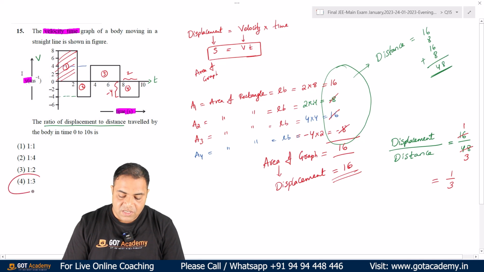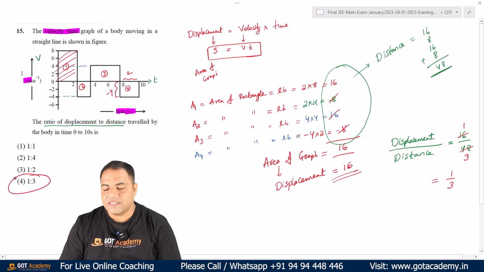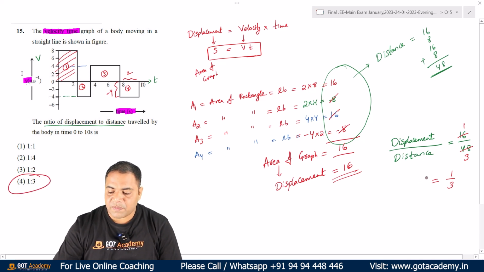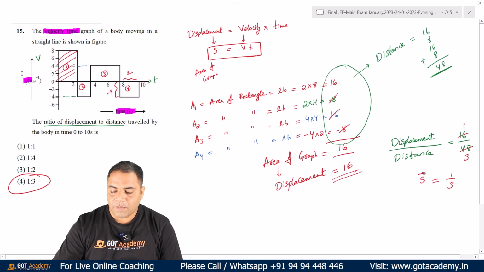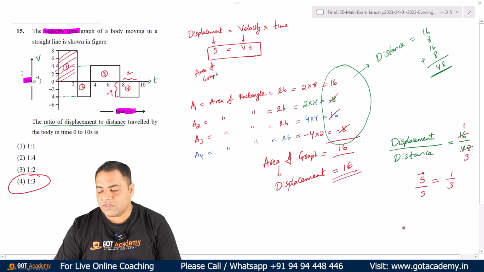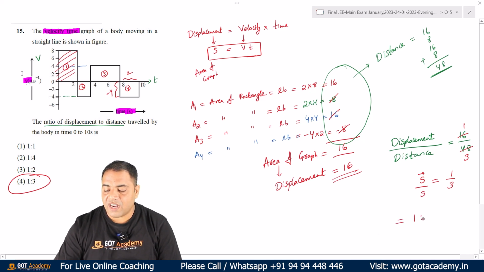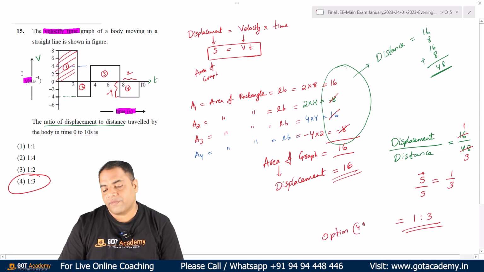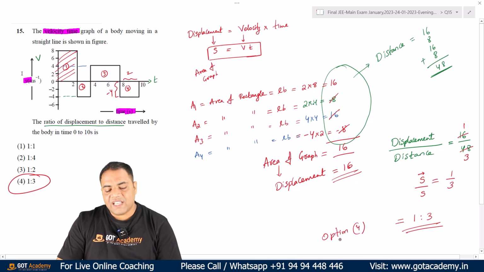So now it matches with option number 4, isn't it? The displacement you can write as S bar, meaning vector. Distance is simply S. So what is the ratio of these? 1 by 3. You could write it as 1:3. So this matches with option 4. With this, we have done the 15th question. Now let us move on to the next one.